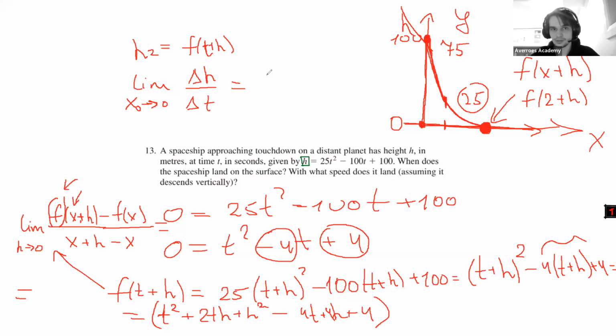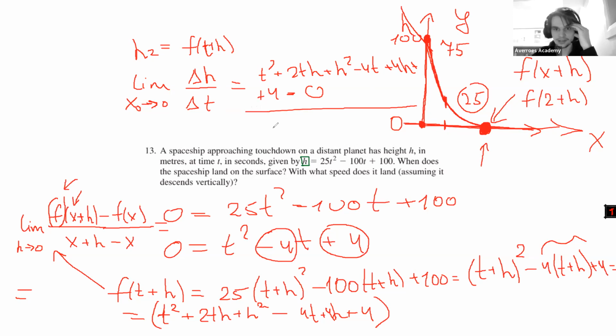Delta h is equal to t squared plus 2th plus h squared minus 4t plus 4h plus 4, minus the value of the function in what point? In this point, right? 0.2. So it's it minus 0. And now we finally divide it by the difference of x, and the difference of these two x's is going to be h. You see?